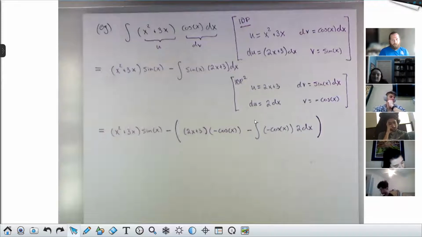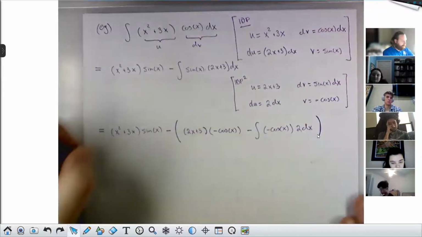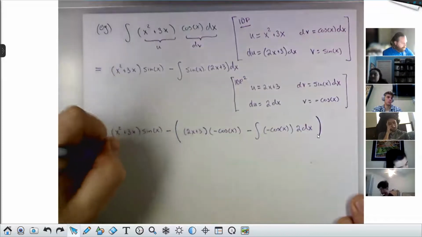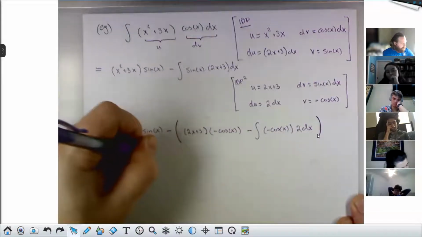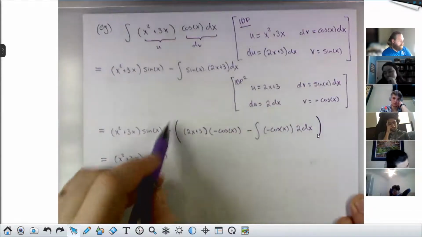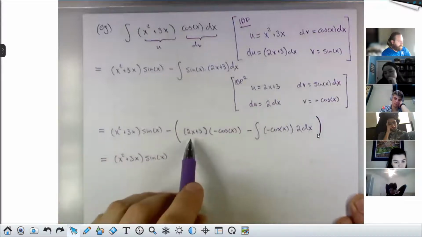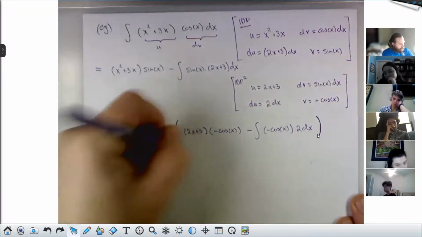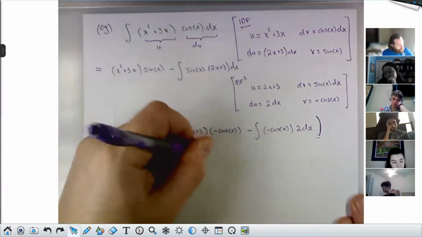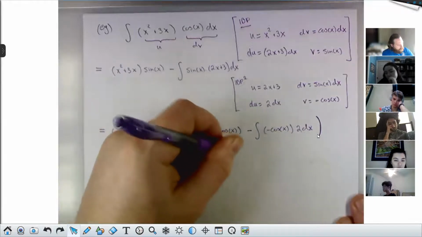We're almost done. If you look at this integral here, this is actually not hard, right? This is just the integral of cosine after you pop out all the constants. But before we do that, we should clean everything up. We're going to distribute the negatives. So I have x squared plus 3x times the sine of x. Distributing this negative here, this piece would be like 2x plus 3 times negative cos x, or negative 2x plus 3 cos x. That will become positive 2x plus 3 cos x.